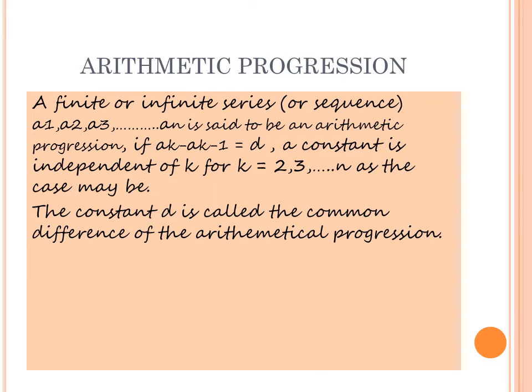The constant d is called the common difference of the arithmetic progression. Here d, just remember, is Ak minus Ak minus 1. That means the next term minus the previous term, and the difference between both is common and constant throughout the sequence. For example, 12 plus 10 plus 8 and so on.